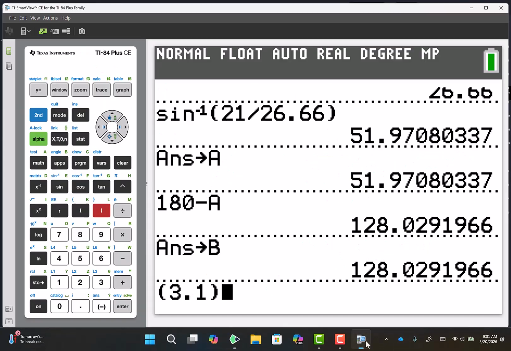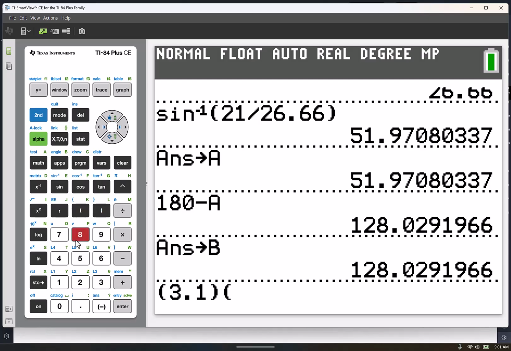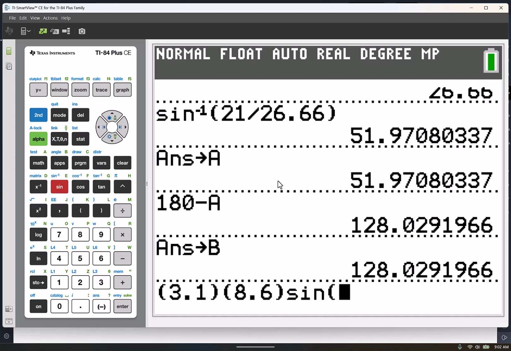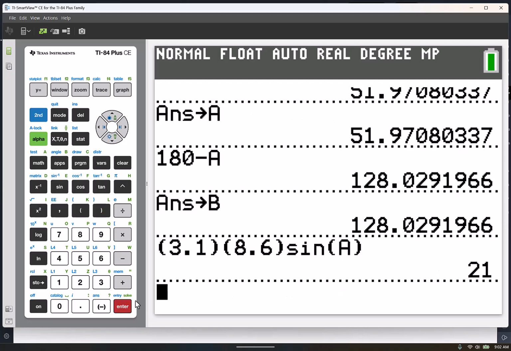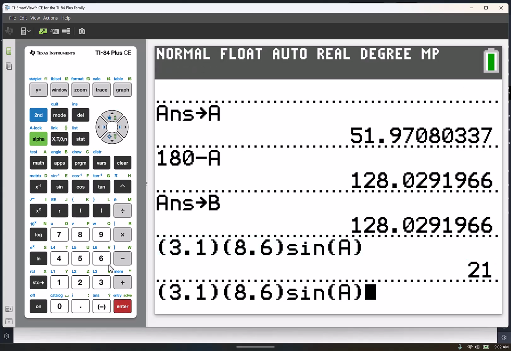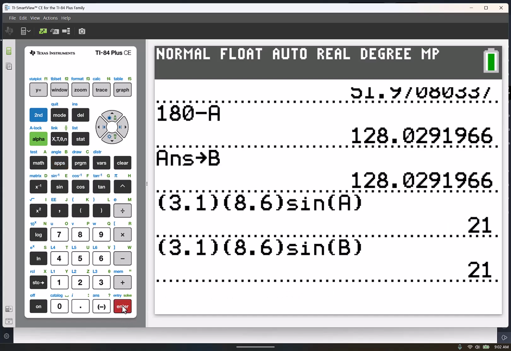So 3.1 times 8.6 sine, and let's try the 51.97. I have that as A, so sine A. Enter. Look, 21. That's not a surprise. Obviously, you're like, what about if you use the other angle? Well, I saved the other angle as B, the 128.0291. Look, if I put a B, oh, look, it's the same answer. Isn't that cool? As long as you understand how to apply the formula, it doesn't matter which one you use, you're always going to be correct.